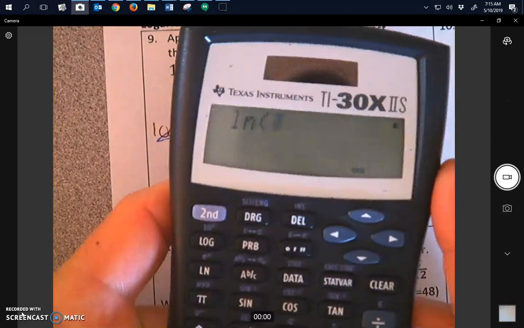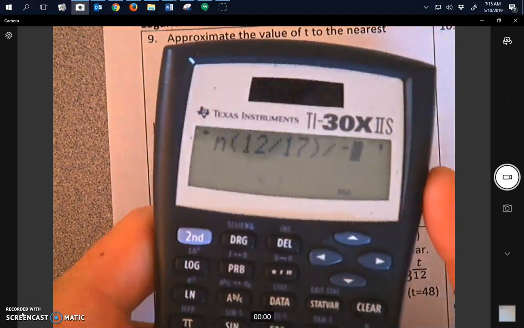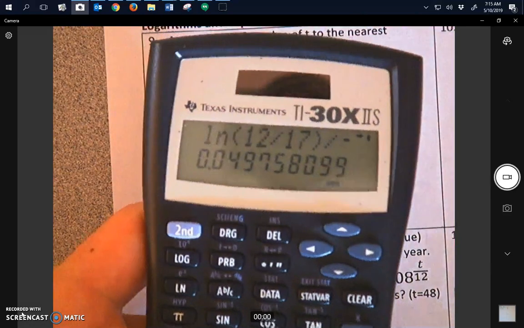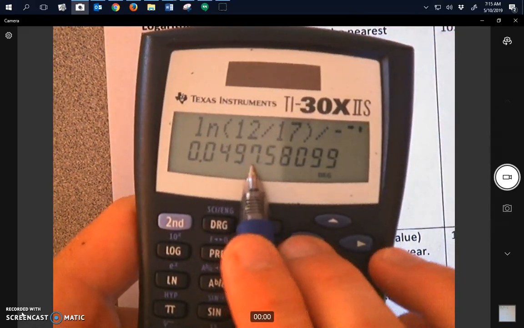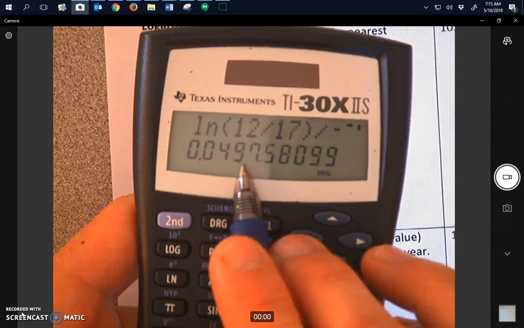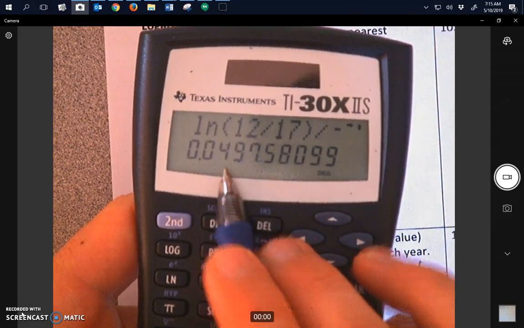So use the calculator: ln of 12 divided by 17, close that parenthesis, and divide by negative 7. And it's 0.0497. That 7, once again, moves this 9 up, which also makes that 4 go up. That's a 0 now, so this becomes 0.05.